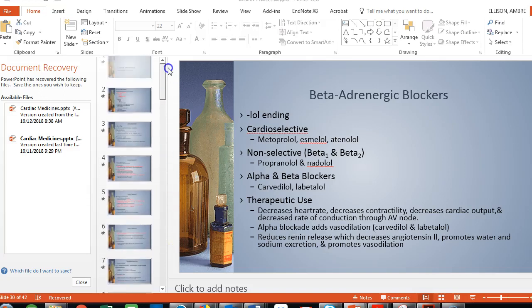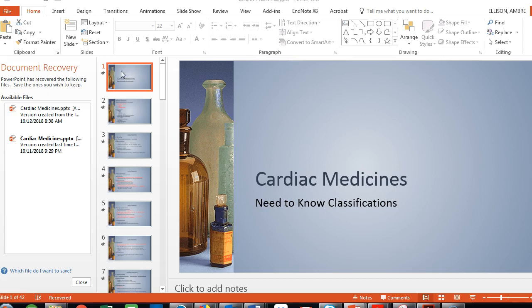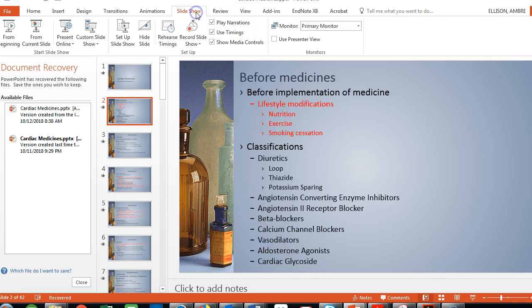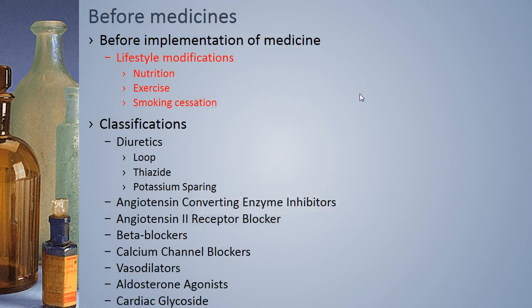All right, this is just a synopsis of what we talked about in class. So, we talked about cardiac medicines. Please be aware that these are not all of the cardiac medicines. There's other classifications that we need to go over. I just didn't think that we could go over all of them.